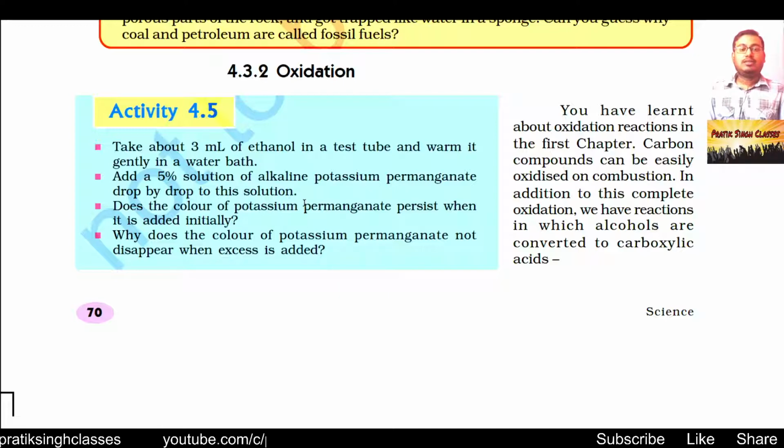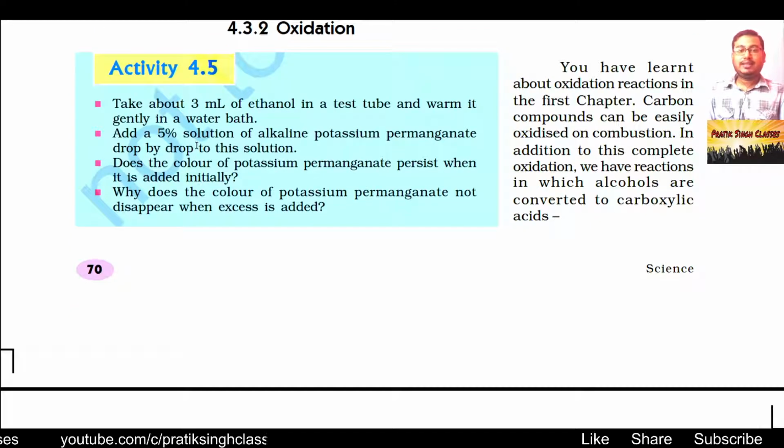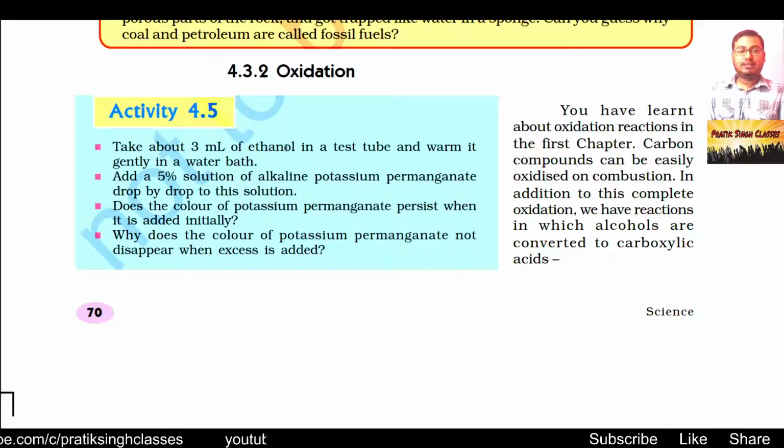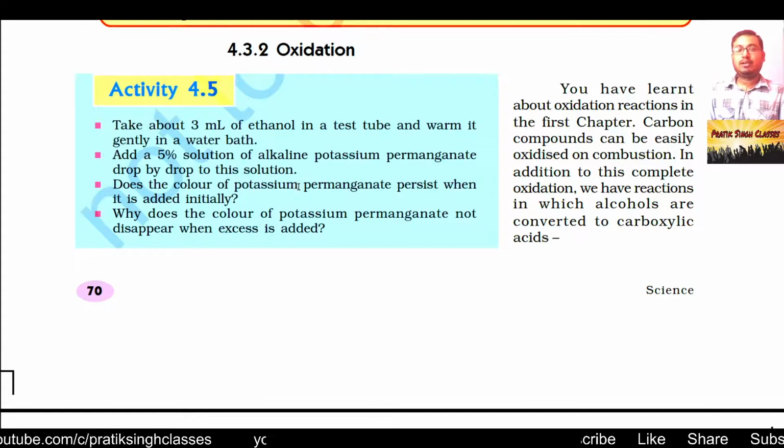Now starting section 4.3.2, oxidation, activity 4.5. Take about 3 milliliters of ethanol in a test tube and warm it gently in a water bath. Ethanol means the alcohol group OH, and 'eth' means 2, so the formula is C2H5OH. Take just a few drops and warm it in a water bath.